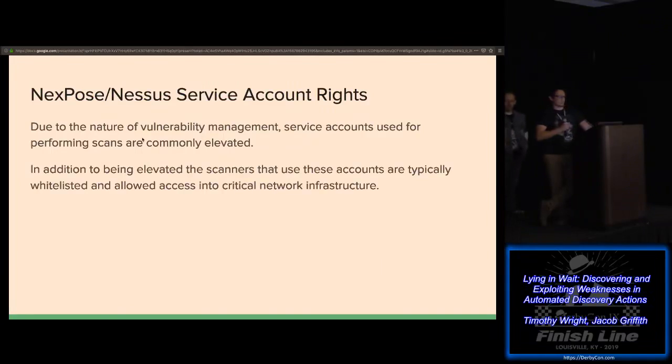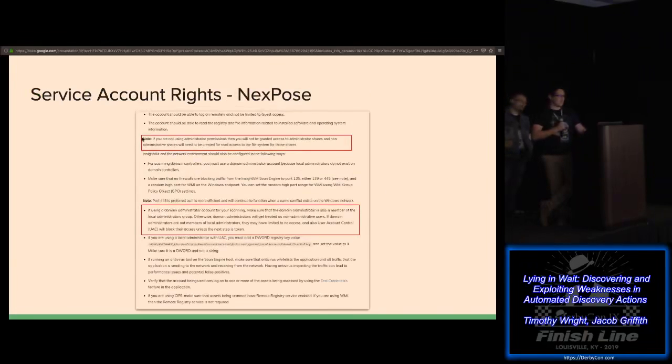Due to the nature of vulnerability management, service accounts used for performing scans are commonly elevated. And again, like we said before, oftentimes these machines are also whitelisted in various areas to cut down on log activity and false positives for failed logins, because they do try default credential checks as part of the vulnerability scan too.